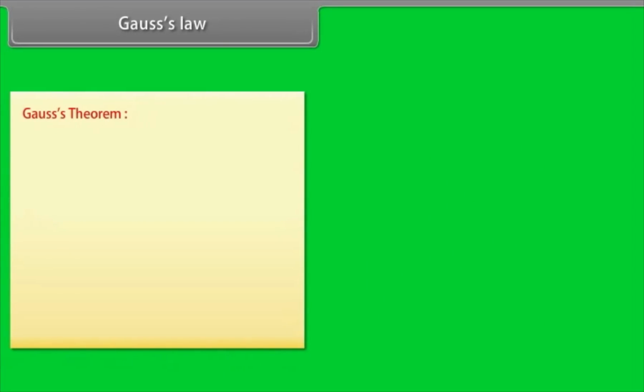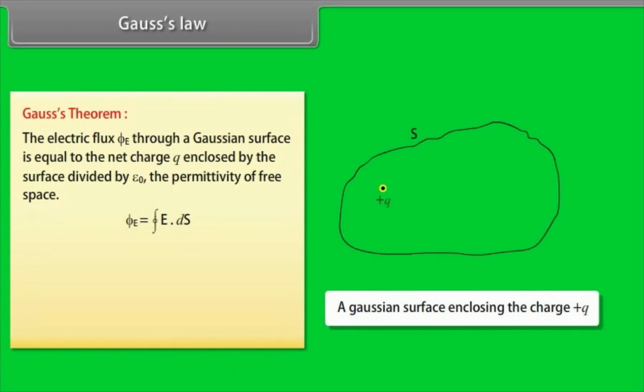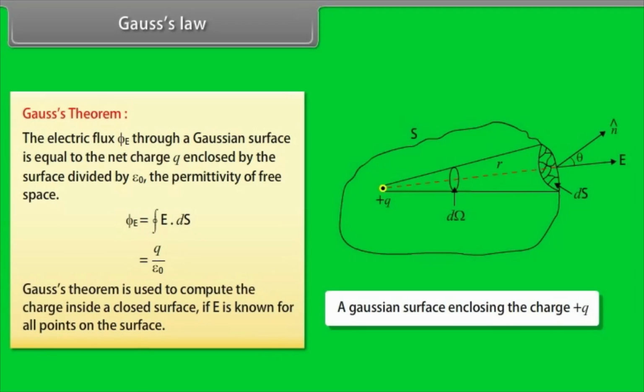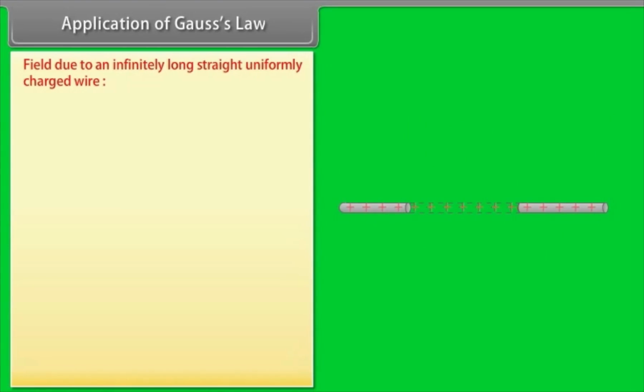Gauss's law, Gauss's theorem. The electric flux phi E through a Gaussian surface is equal to the net charge Q enclosed by the surface divided by epsilon naught, the permittivity of free space. Gauss's theorem is used to compute the charge inside a closed surface if E is known for all points on the surface. Application of Gauss's law: field due to an infinitely long straight uniformly charged wire.